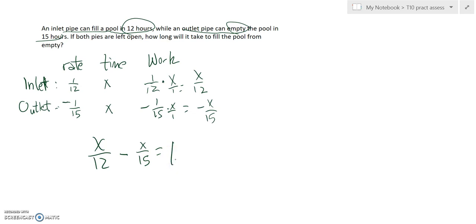So now I have to solve that. So lowest common denominator of 12 and 15. I have a lot of choices. I'm just going to use 12 times 15. I'm just going to be lazy. And I multiply every side by 12 times 15. And notice here that the 12 divides out, so that leaves a 15x. That divides out at 15, so that leaves me a minus 12x. And then 1 times 12 times 15.